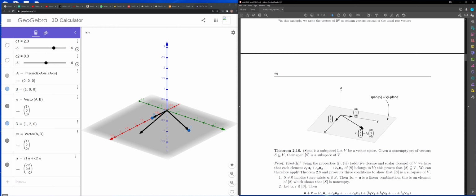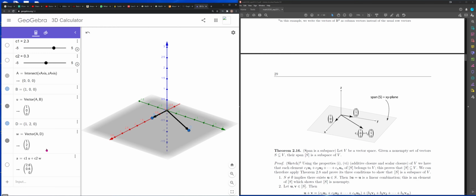Here's a slightly different example. It's the same xy plane, but the first vector I have is 1, 0, 0, which is this one over here, lying along your x-axis. The red axis here is your x-axis. And then the second vector I have is 1, 2, 0, which is this vector over here.